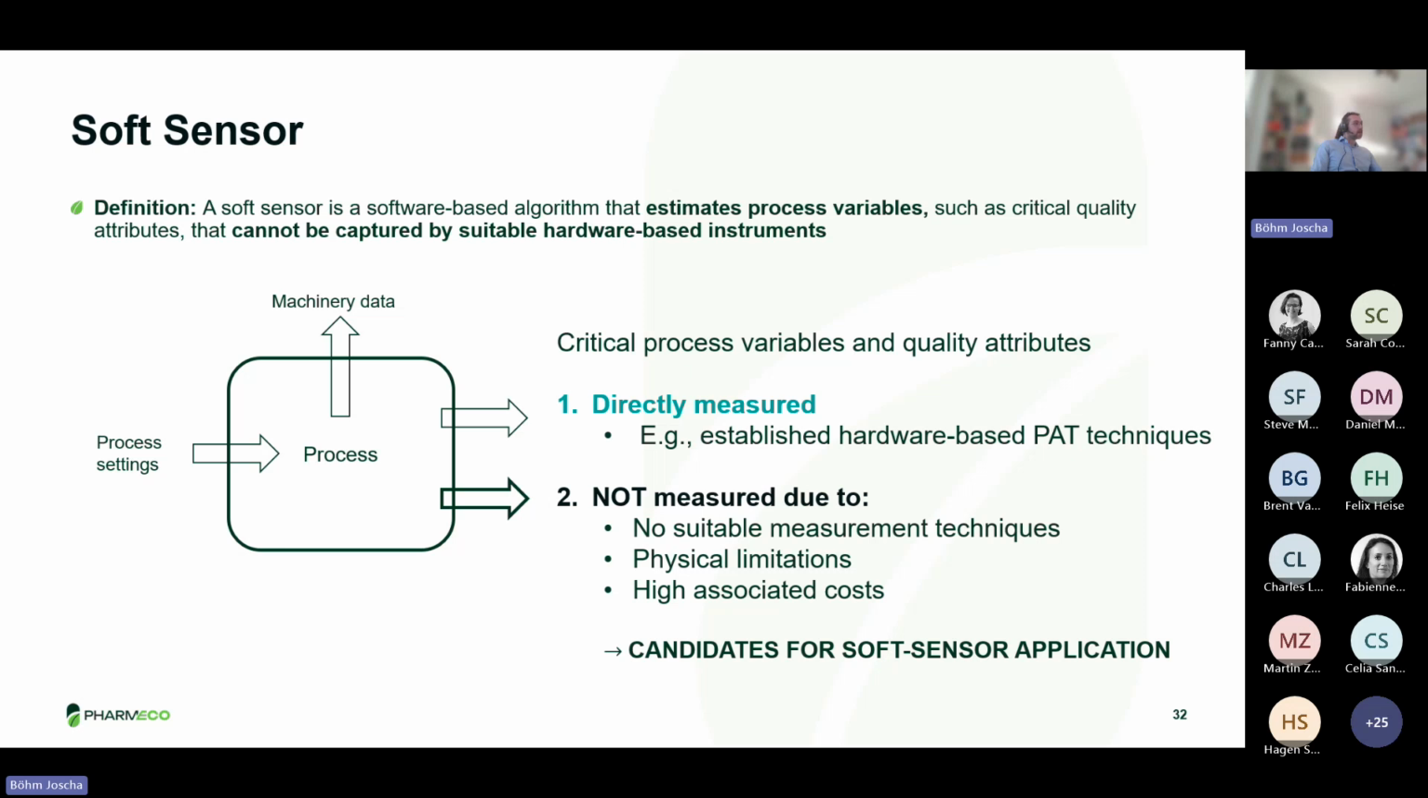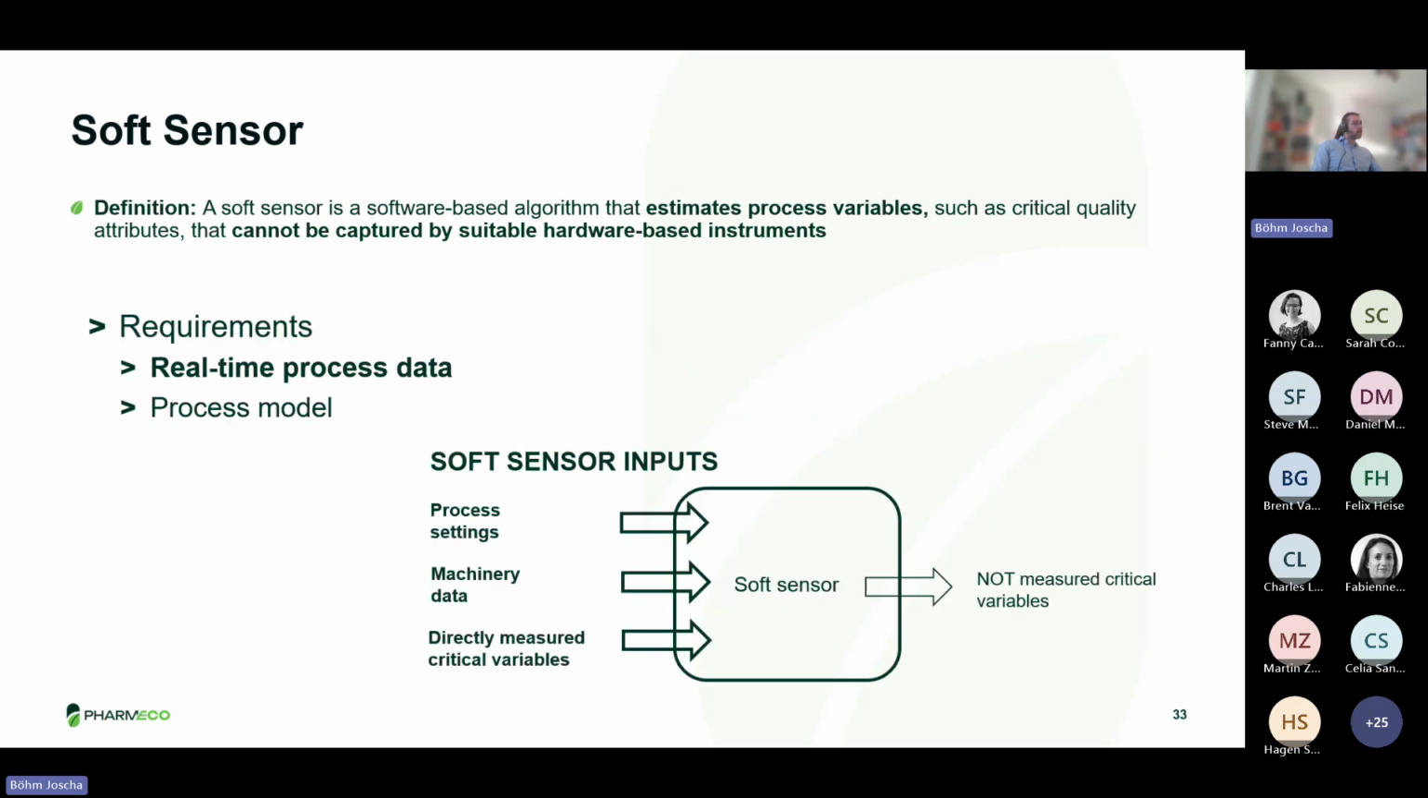And if we now have a look not at the process itself, but at what we want to have for a soft sensor, we see here the soft sensor and some requirements. We want to have real-time process data, which are, on the one hand, the process settings, so the process parameters that we choose, actual measurements of the process data that is given, further measurements by the machinery, and also the use of directly measured variables by means of hardware-based PET.